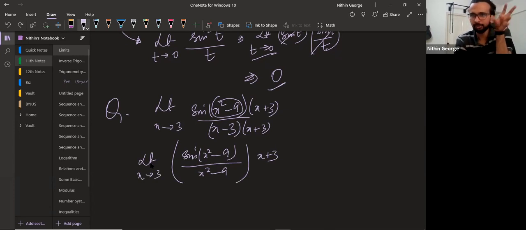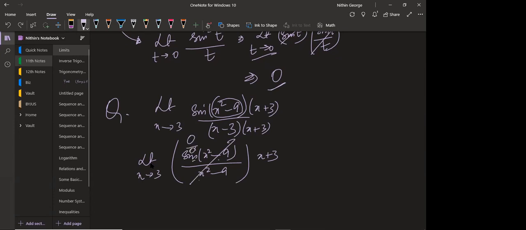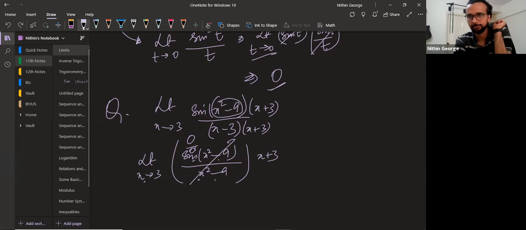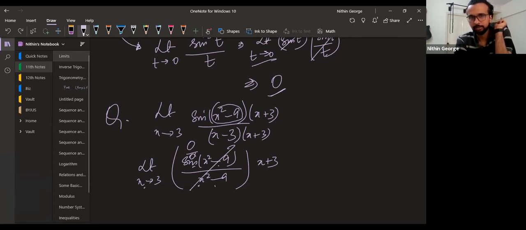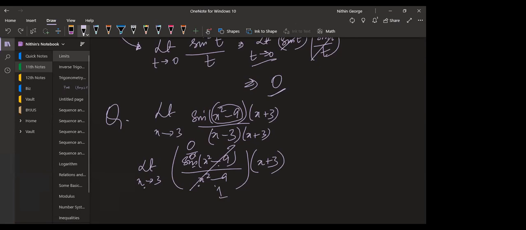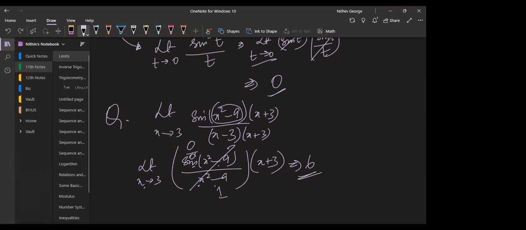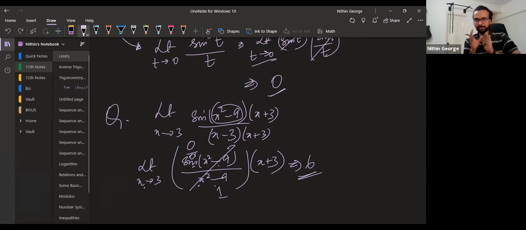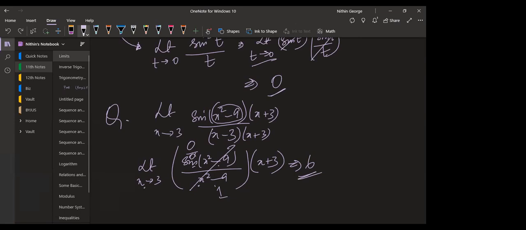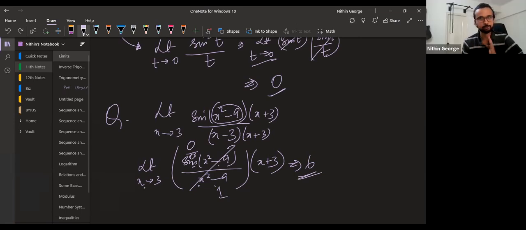Do I need to reinforce the fact, or do you already know that this is equal to 1? This is coming to 0 by 0 form, sine of t by t, when t tends to 0. This whole thing becomes 1, and you're just left with limit x tends to 3, x plus 3, which becomes 3 plus 3, which is 6. Are you understanding how to form the shortcut here? Yes, sir. You see the sine of some angle, you try to bring that same angle below. That's the idea. It's as simple as that. You try to bring the same angle below and then start solving.